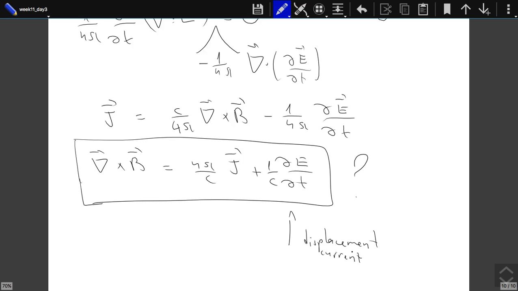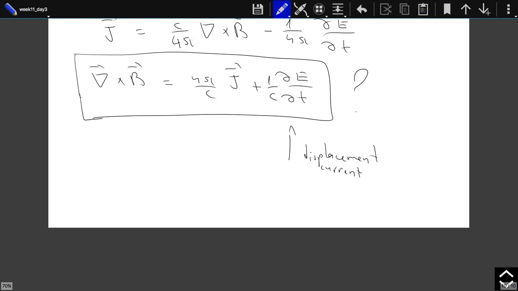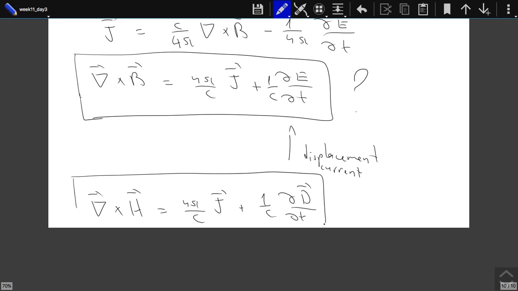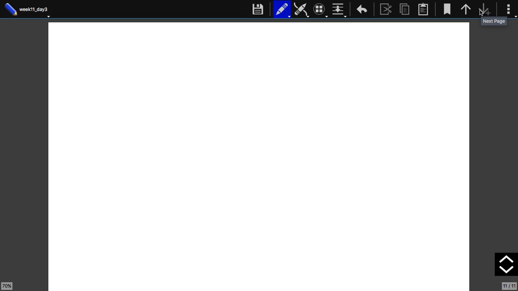So if you just repeat the same derivation for our fields in matter, you basically get the curl of H equal to 4 pi over C times J plus 1 over C times the derivative of D by dt. This will be one of our equations. Now let's look at the other inconsistency in our equations.